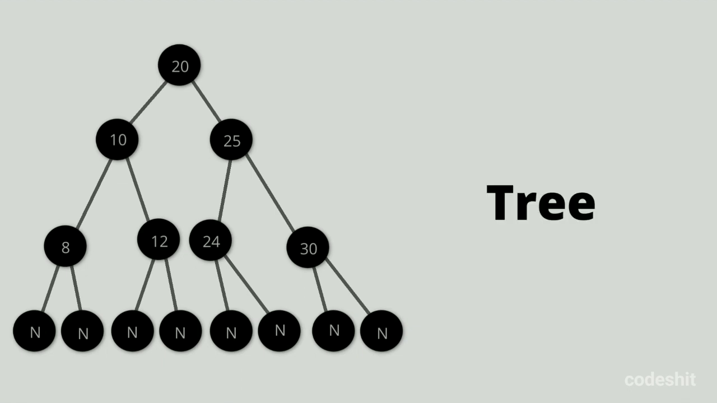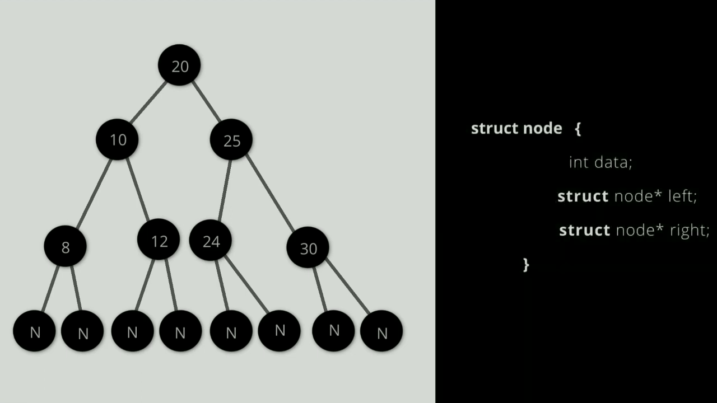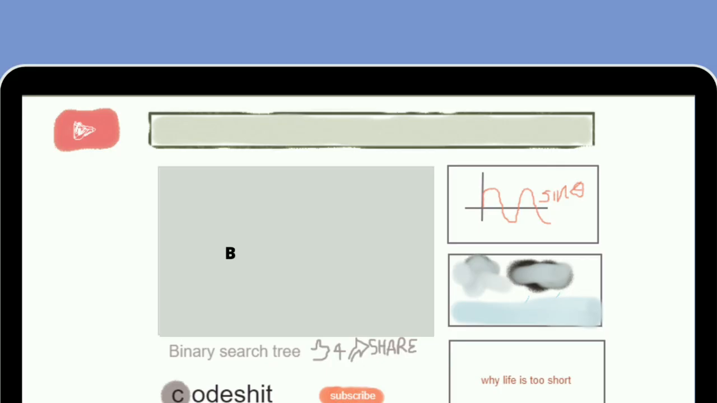Okay, now let's see what its node structure looks like. See, we have a data value, a left pointer containing the address of the left node, and a right pointer containing the address of the right node. Okay, now we'll see what a binary tree is.